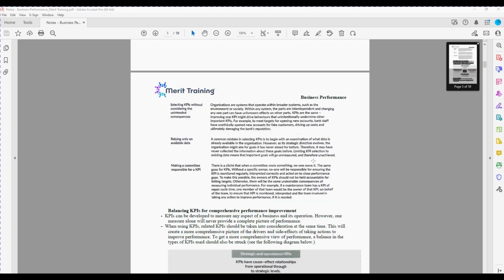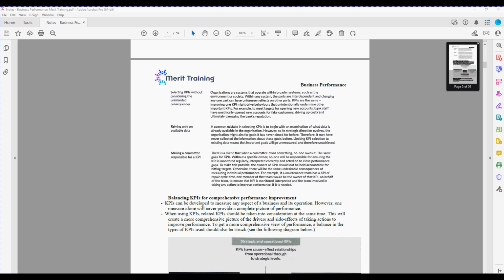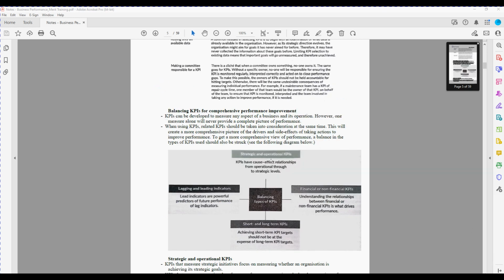And then finally is making a committee responsible for a KPI. Essentially, when there are multiple people with ownership over something, a common issue is that no one necessarily takes individual responsibility for it. It's the same with KPIs. So you often need an owner for the outcome, because that owner can then go and figure out what's going wrong, drill into it, because they realize that their neck is on the line if it goes wrong. Versus a team, where there's less incentive for them to do that.